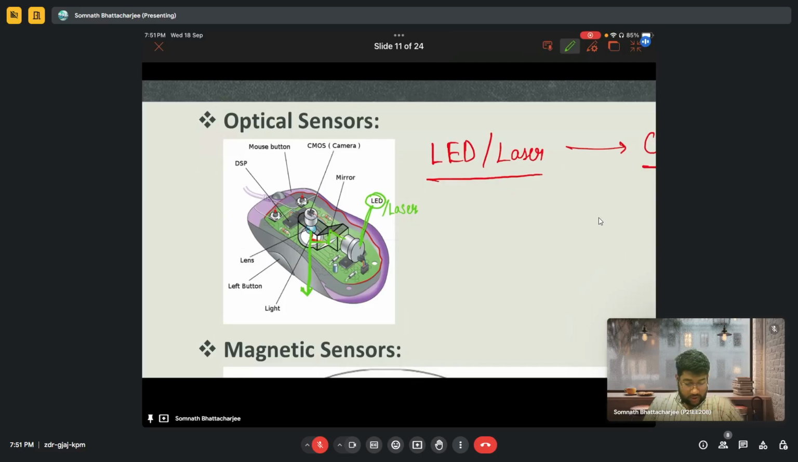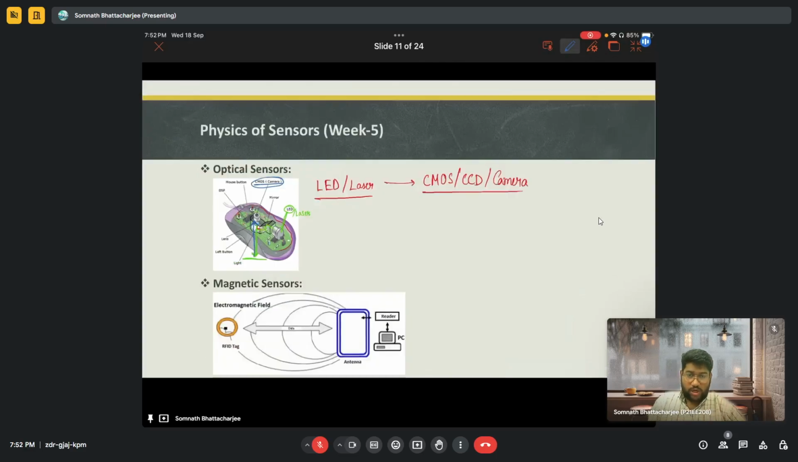Based on these mirror structures, the light is shown on the surface, and based on the movement of your mouse, the reflected signal goes back directly through this line and is captured using a CMOS camera. Based on this change in position, we detect the change in position for an optical mouse based on our hand movement.